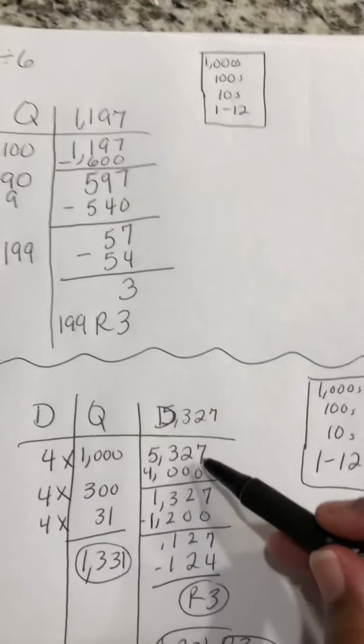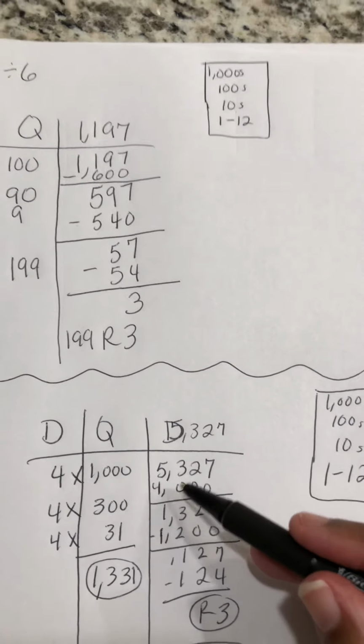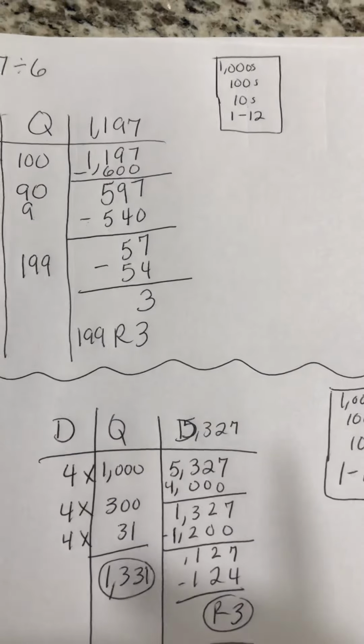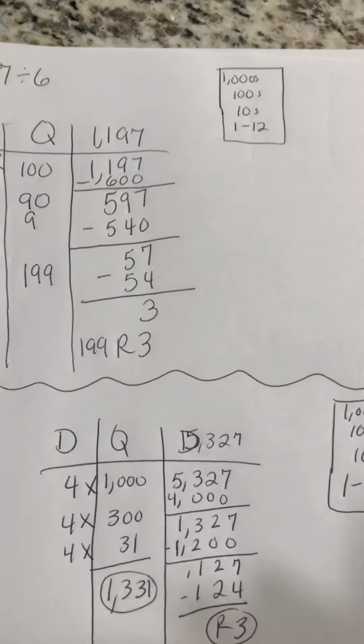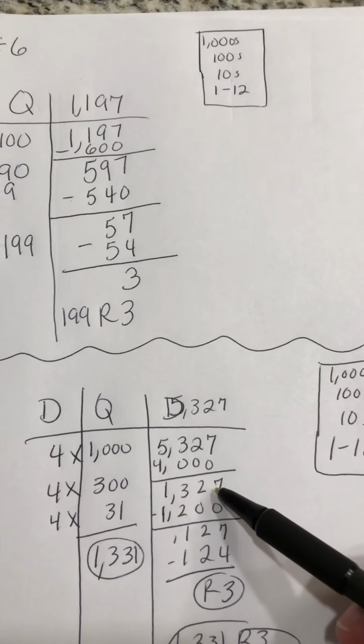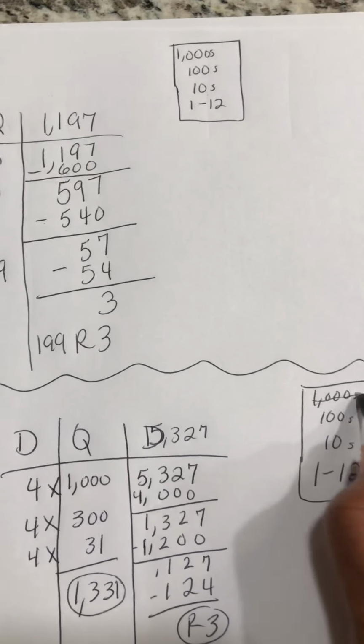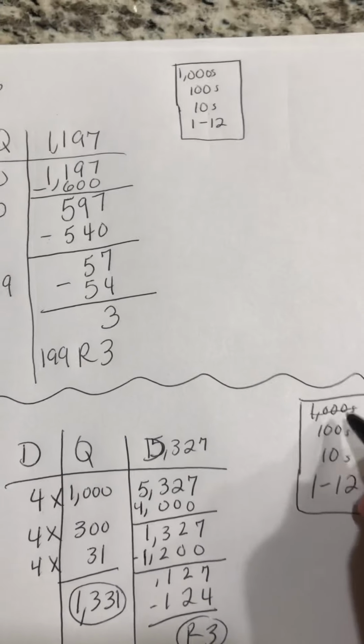Now I'm going to begin subtracting. 7 minus 0 is 7. 2 minus 0 is 2. 3 minus 0 is 3. 5 minus 4 is 1. Okay? So my new dividend now is 1,327. The 1,000s are out. Can't use that anymore because my number is smaller.